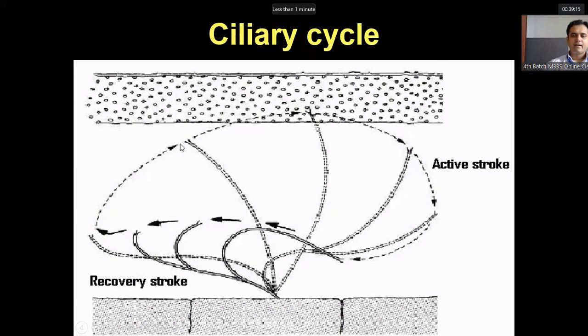It reaches up to the gel layer so that it is moved back. But the recovery stroke is like this, so the upper part is unaffected. It recoils like this, and then when it beats backward, it goes like this. Thus the area with the trapped particles is moved down, and thus the lungs are protected.